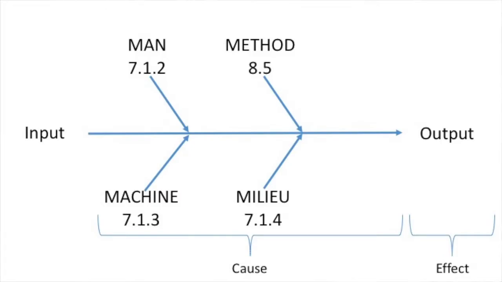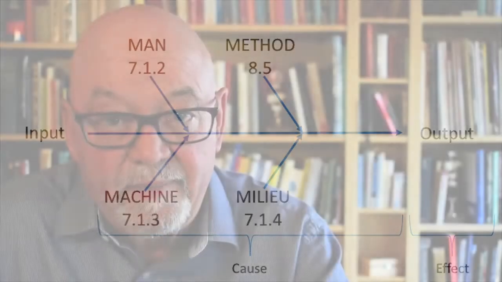9001-2015. Next area he identified was the method. These would be things like procedures, work instruction, how we actually execute the activity, could apply to virtually anything, service as well as creating products. And in ISO 9001-2015, it's clause 7.1.3, infrastructure, and the milieu is in clause 7.1.4, the work environment.